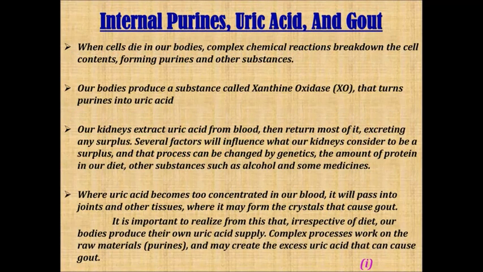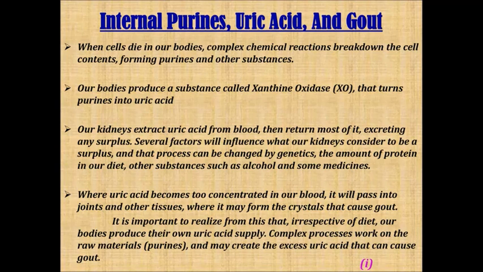Internal purines, uric acid and gout. When cells die in our bodies, complex chemical reactions break down the cell contents forming purines and other substances. Our body produces a substance called xanthine oxidase that turns purine into uric acid. We have seen the reactions before in previous slides.